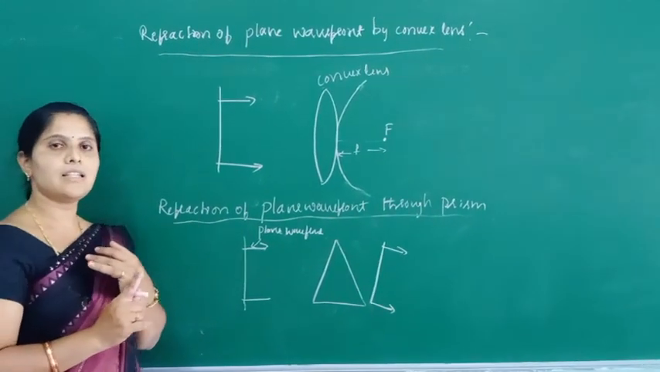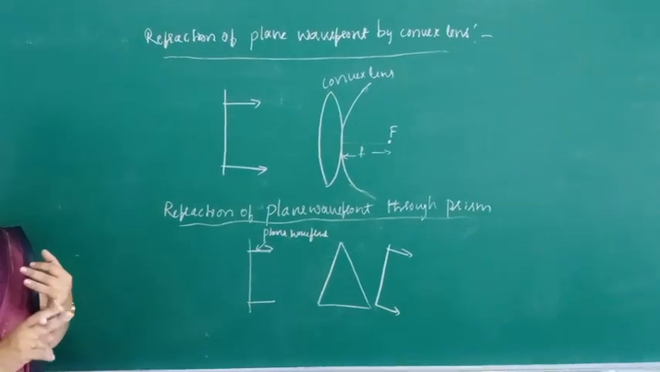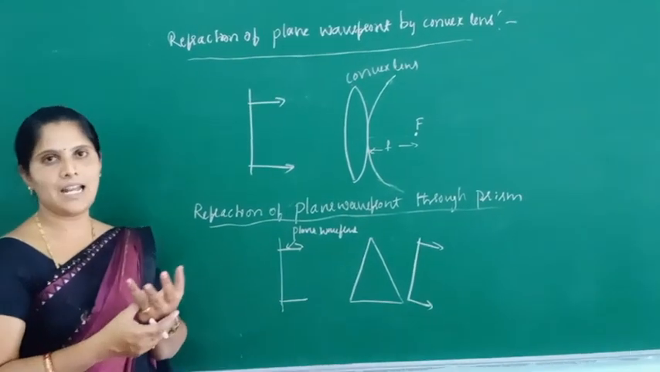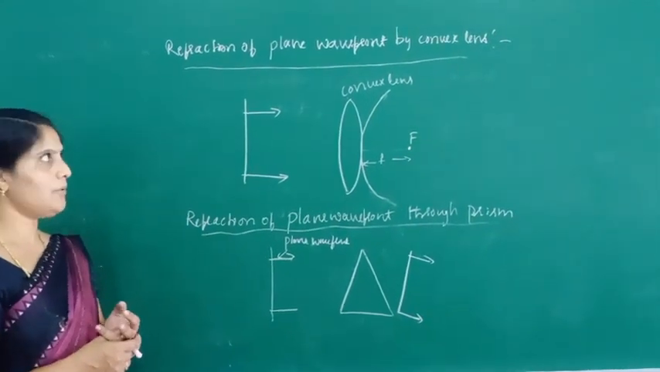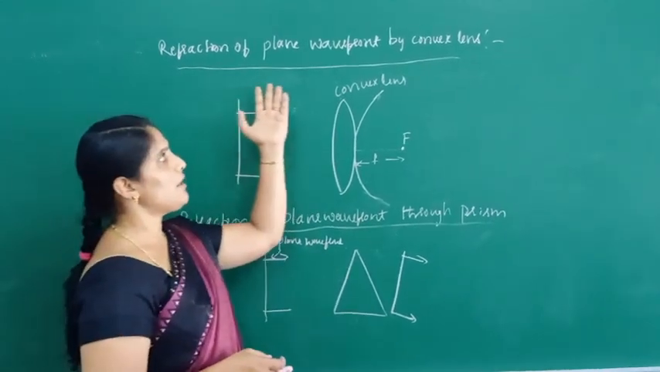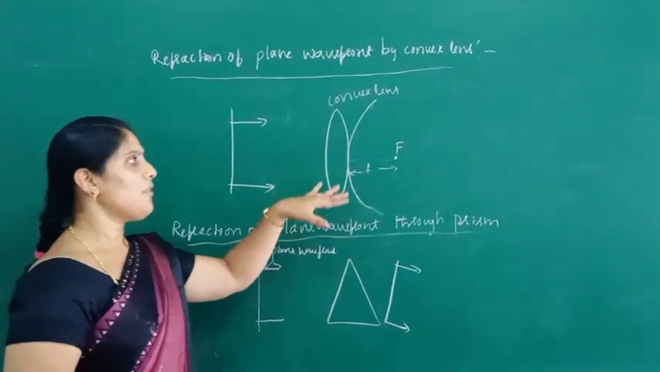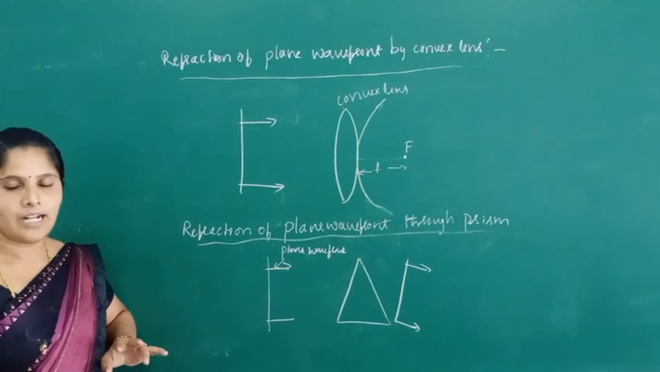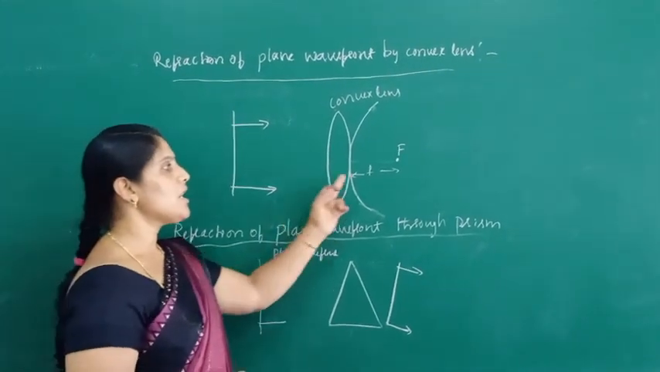Well, when a plane wavefront is incident on the concave mirror, you will get a spherical wavefront of radius r/2. Then what type of wavefront is obtained when a plane wavefront is incident on the convex lens? You will get a spherical wavefront of radius f.